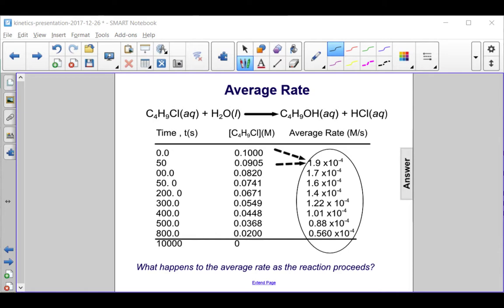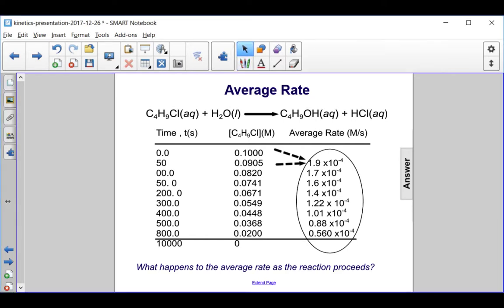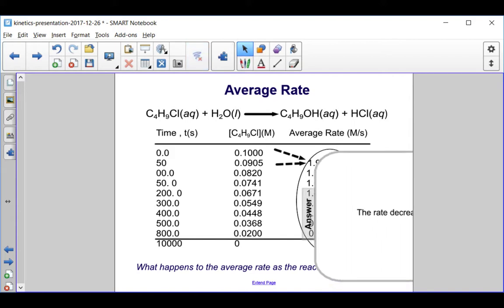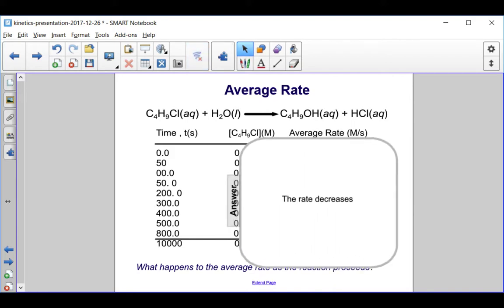Look at this column that's circled here, the average rate of reaction. What do you see happens to the average rate as the reaction proceeds? It starts out at 1.9 times 10 to the minus fourth molarity per second and ends at 0.560 times 10 to the minus fourth. So we can say that over time, the rate decreases.